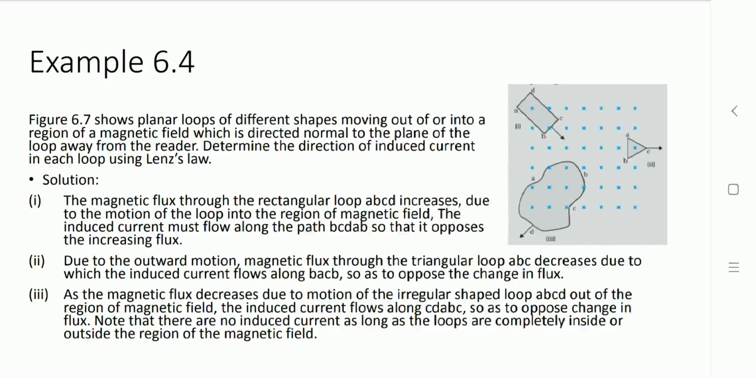Ultimately, while the loop is moving out of the magnetic field, we can say that the current is flowing in the clockwise direction because the magnetic flux is reduced, so the current opposes that reduction by moving in the clockwise direction. And while the loop is coming into the magnetic field, the current opposes the magnetic flux increase and is generated in the counterclockwise direction.